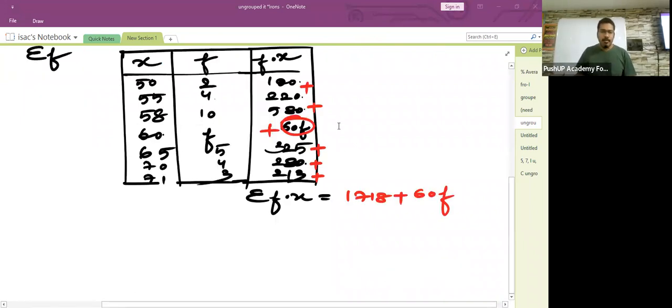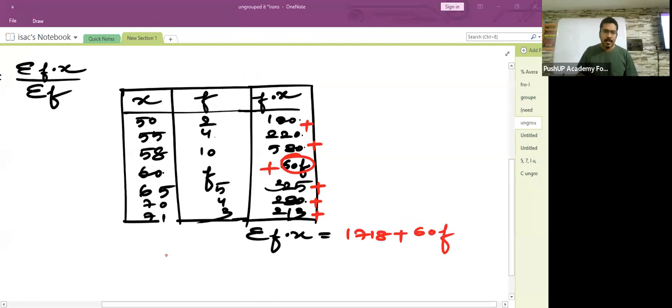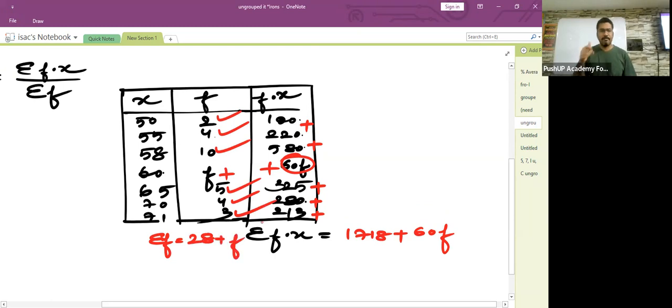Now, what would be sigma f? Sigma f is equal to 2 plus 4, 6, 16, 21, 25, 28, 28 plus f. You all agree with this? 28 plus f. Okay.